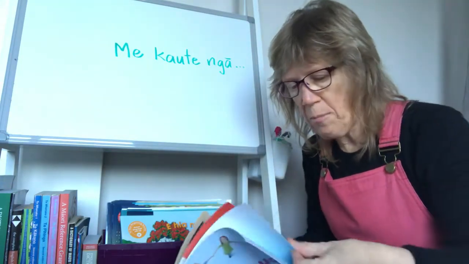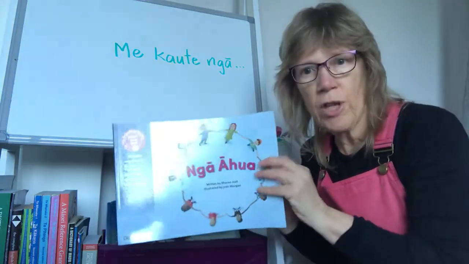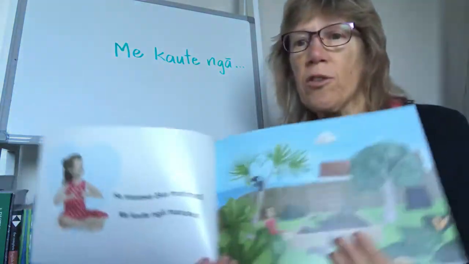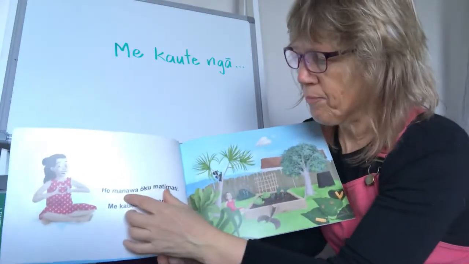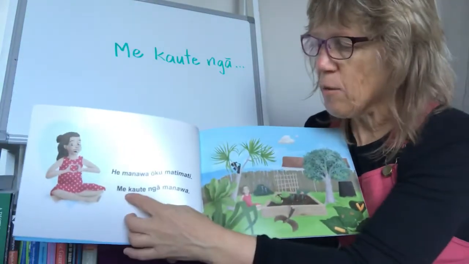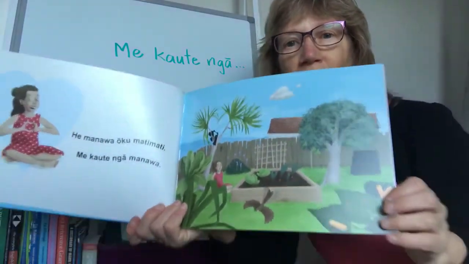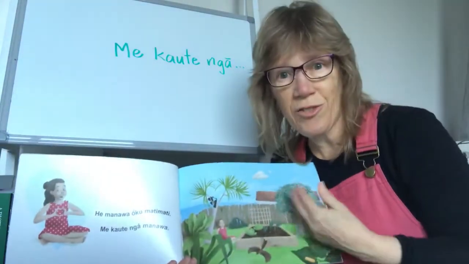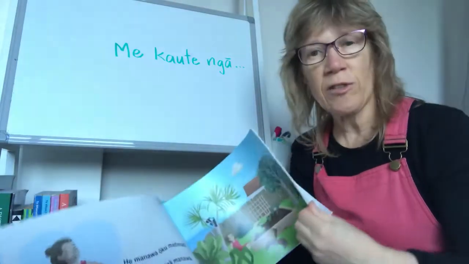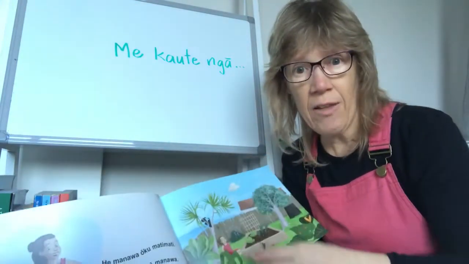So we've got me kaute ngā in our shapes book. And on this one we're saying my fingers make a heart, and we're saying me kaute ngā manawa. Let's count the hearts. The illustrator Josh Morgan has illustrated lots of hearts there beautifully. So each page has let's count the different shapes.